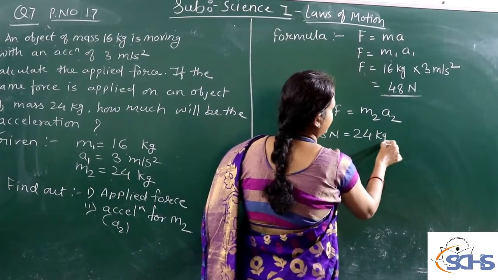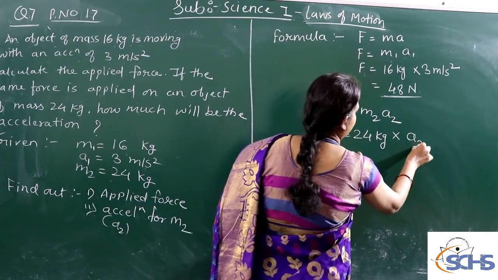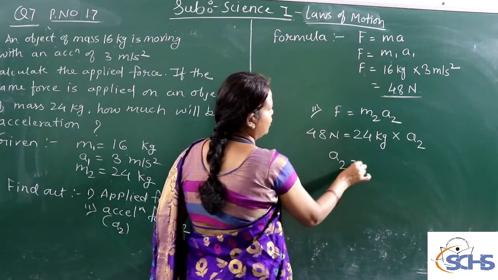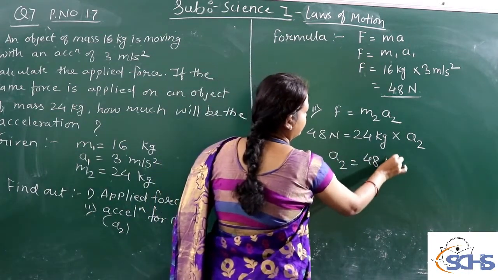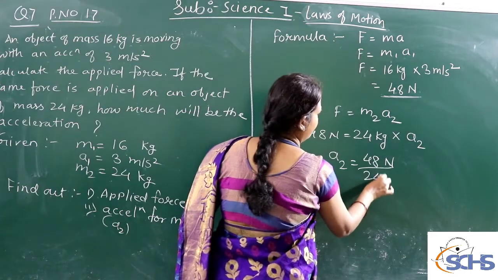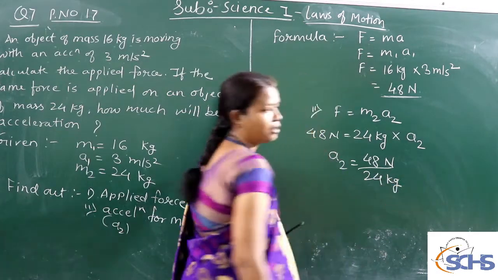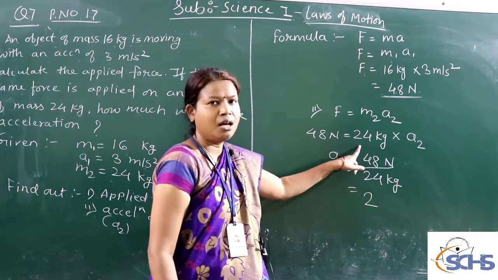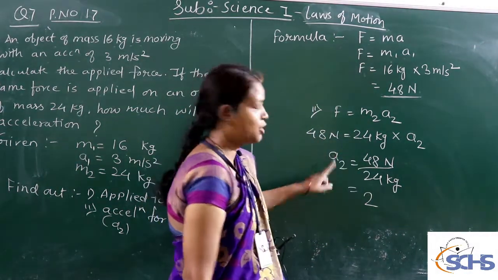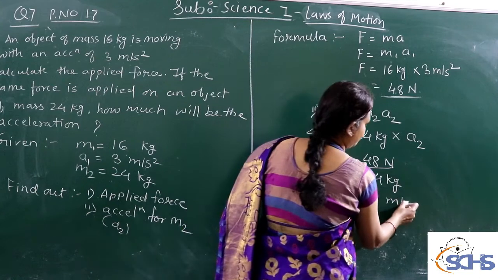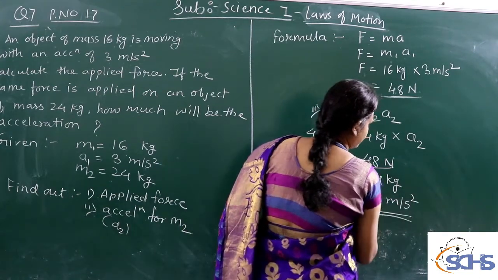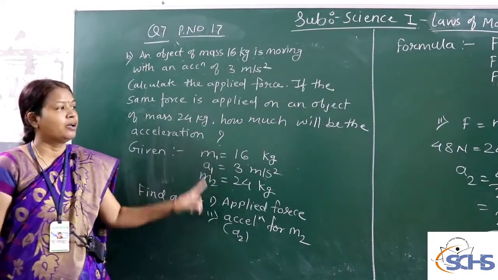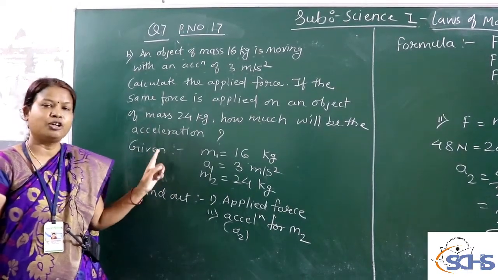24 kg multiplied by this a2. Find out this a2 is equal to 48 Newton upon 24 kg. So it becomes 2. 24 2 is 48. So acceleration is 2 meter per second square. This is our second answer. Write this problem in your copy.